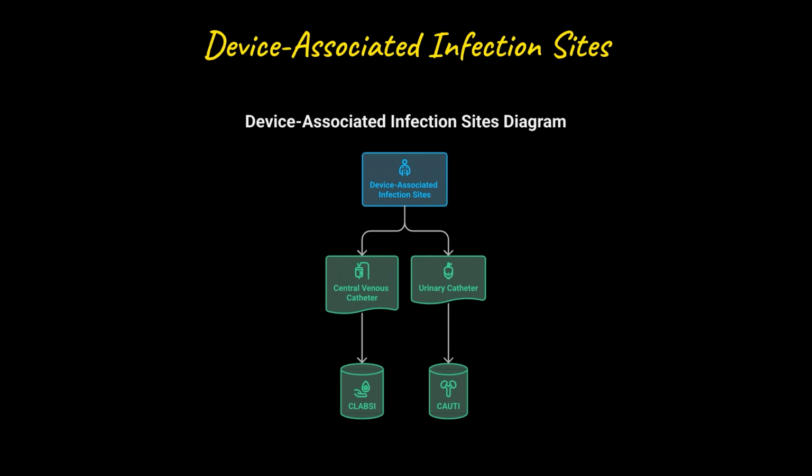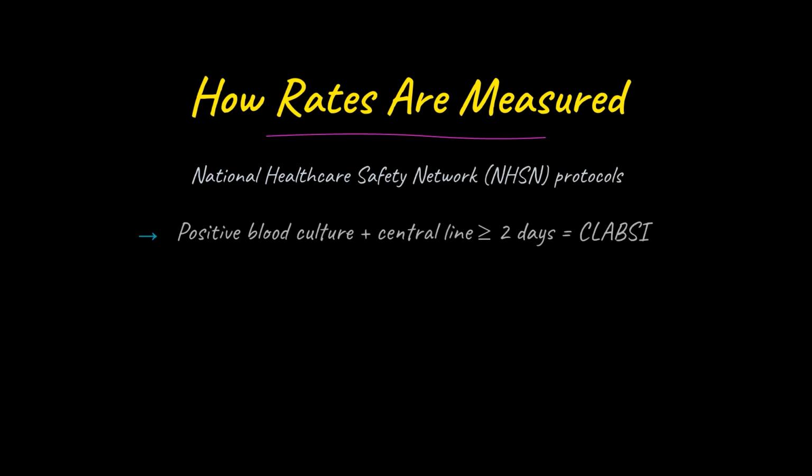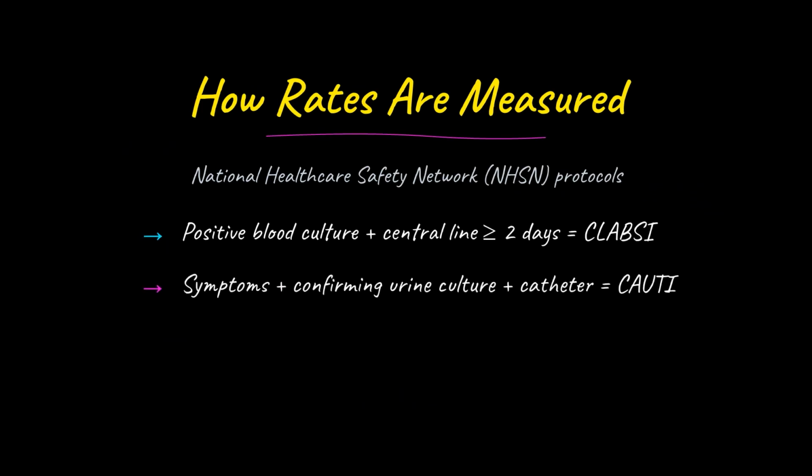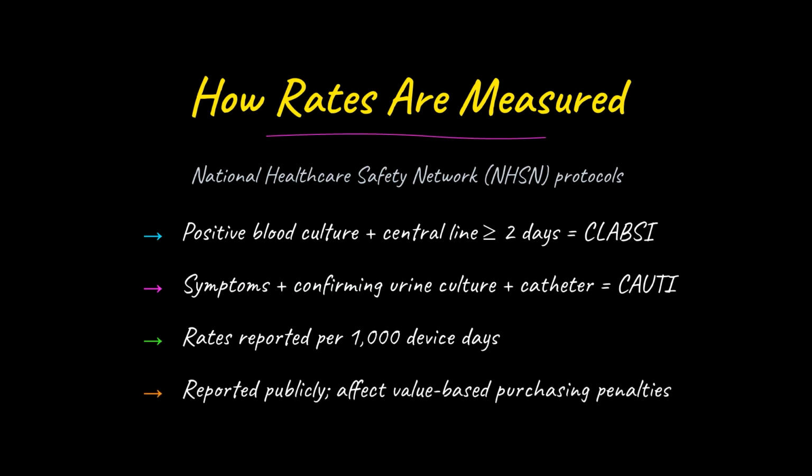The central line provides a pathway for pathogens into the bloodstream, while the indwelling urinary catheter introduces risk of bacterial colonization in the urinary tract. Both infections are measured using standardized NHSN definitions, which allow fair comparison across hospitals and over time. Rates are expressed per 1,000 device days to control for differences in how often devices are used, and they are reported publicly through Hospital Compare.